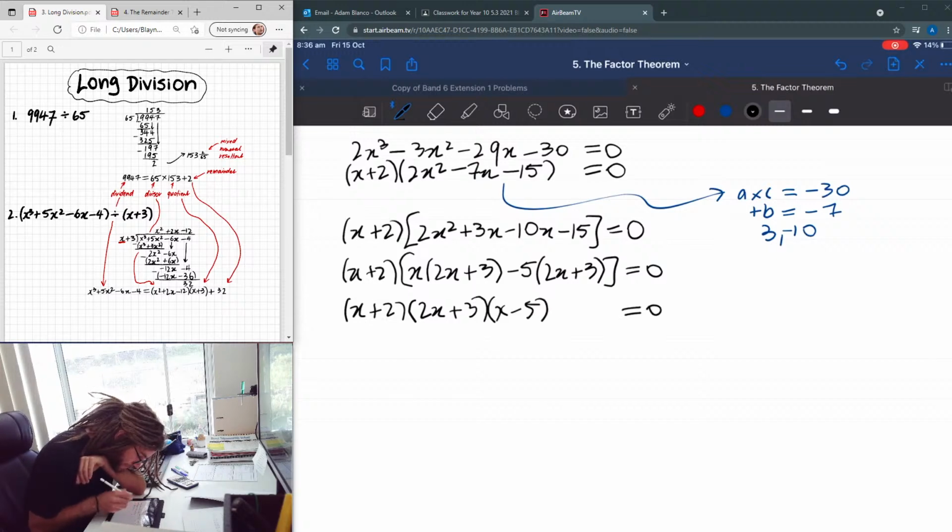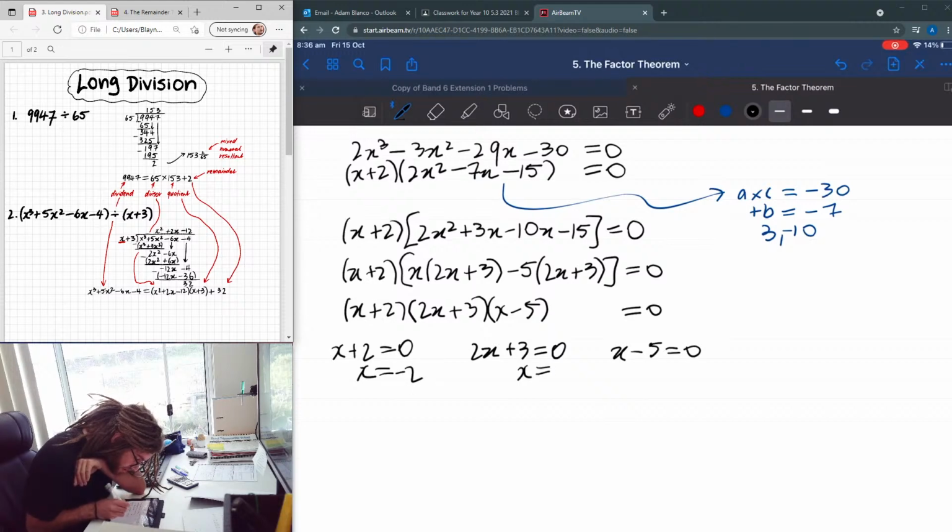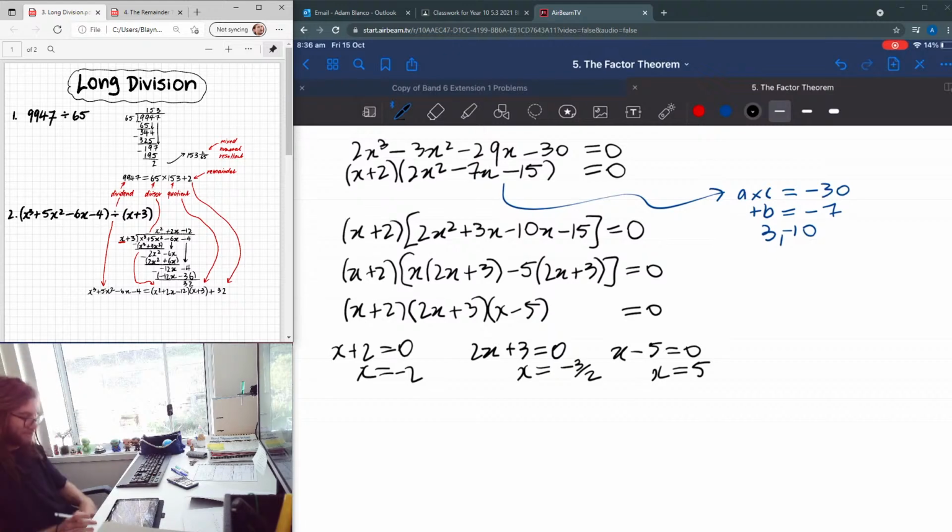So that means x equals, actually let's do it properly. I've got either x plus 2 equals 0, 2x plus 3 equals 0, or x minus 5 equals 0. x equals minus 2, x equals minus 3 on 2, and x equals 5, and they're my zeros. Oh, look at that.